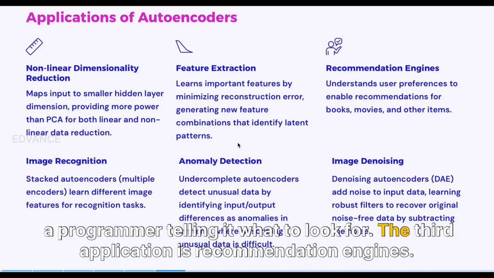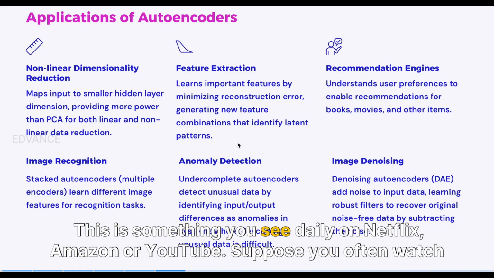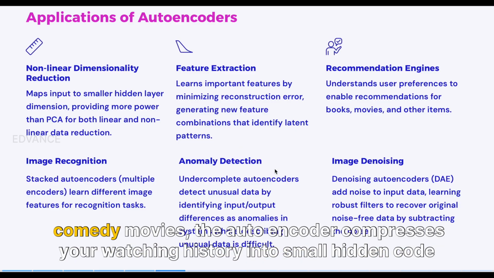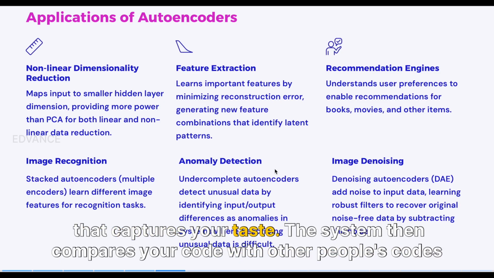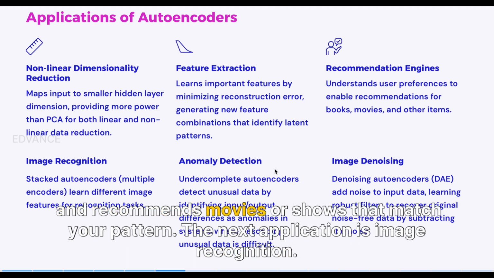The third application is recommendation engines. This is something you see daily on Netflix, Amazon, or YouTube. Suppose you often watch comedy movies. The autoencoder compresses your watching history into a small hidden code that captures your taste. The system then compares your code with other people's codes and recommends movies or shows that match your pattern.